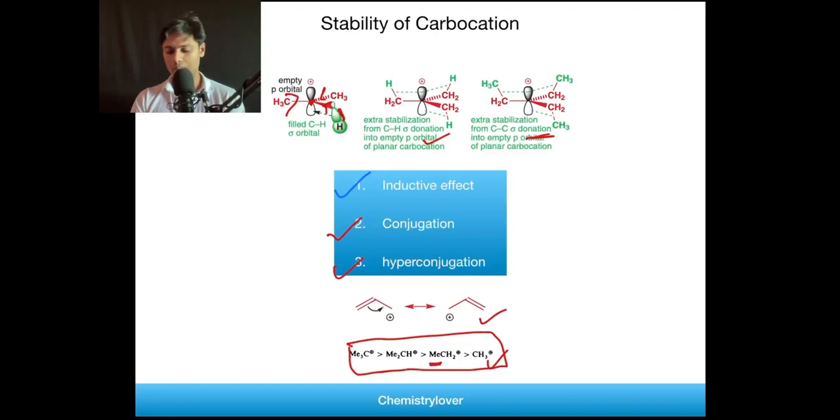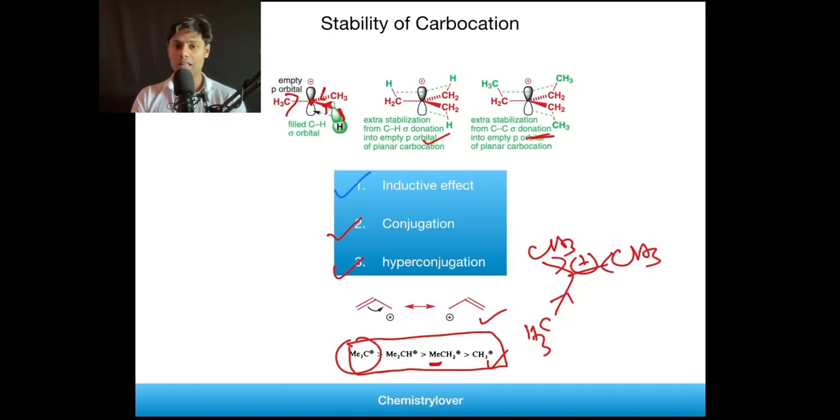When you put one methyl group, the stability increases. When you put two methyl groups, stability increases further, and with three methyl groups, that is the tertiary case, the tertiary carbocation is the most stable among all these three, because here you have inductive effect and hyperconjugation, or sigma donation. So this is how carbocations get stabilized.